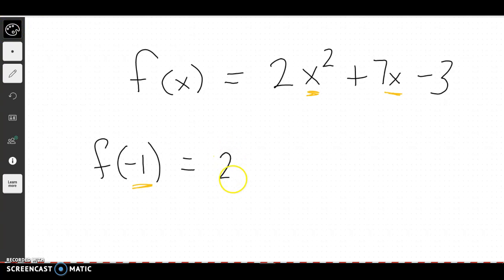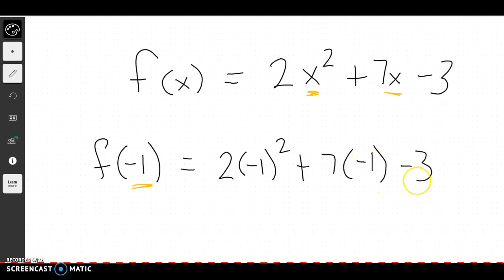So we're going to get 2 times negative 1. And notice I put parentheses when I put in my x. It kind of helps me keep everything together. It's negative 1 minus 3. Now we'll go through and do the order of operations.